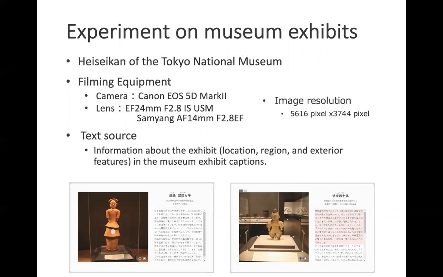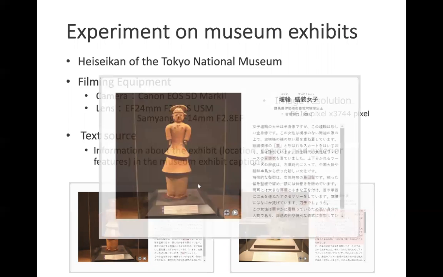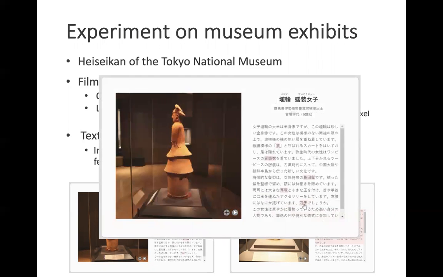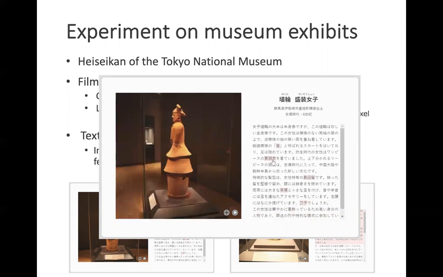We use information about the exhibit, such as location, region, and exterior features in the captures as a text source. These are examples of our ebook at the museum, made by applying these images to our system. We can enjoy it over time, and when we click a keyword, the system changes the viewpoint to observe the keyword.